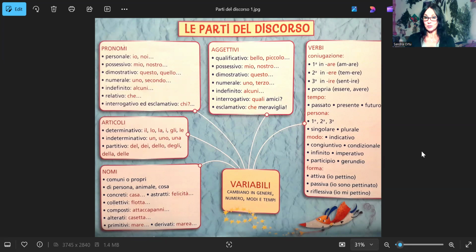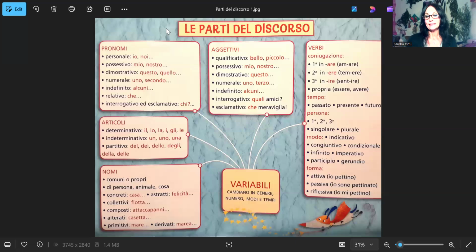So let's see what Italian children study. Joking aside, this is quite useful because it shows what changes in a sentence. We've seen different parts of the sentence, and some things change, some don't. So let's see what does and what doesn't.